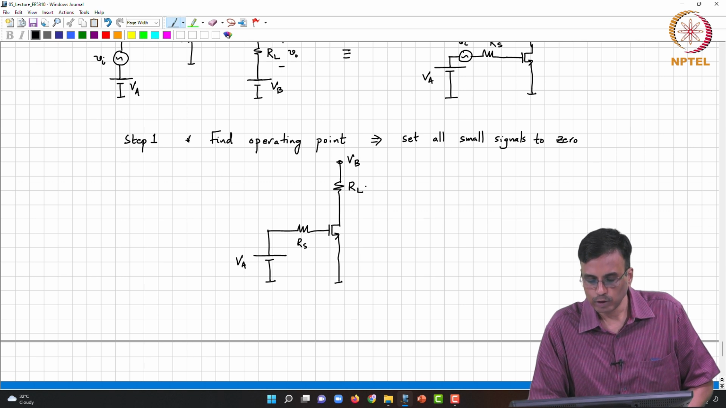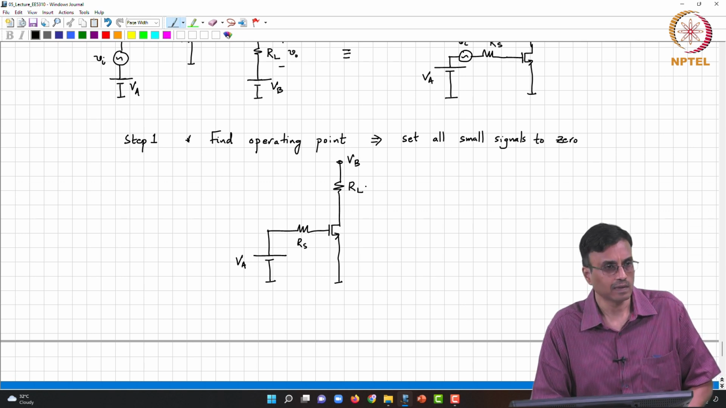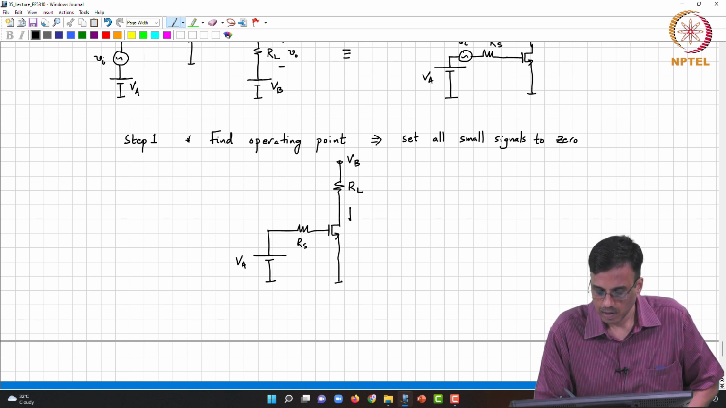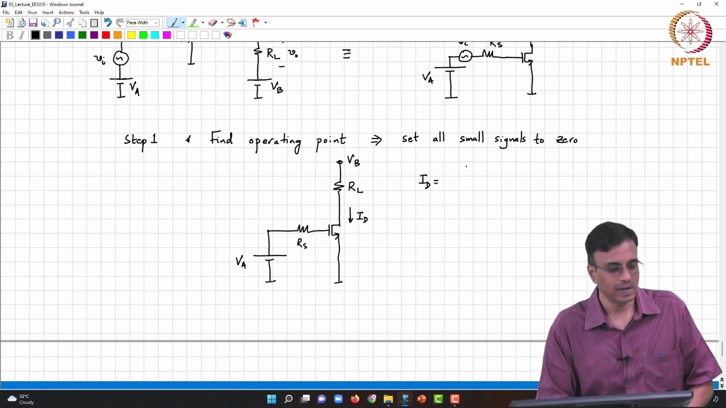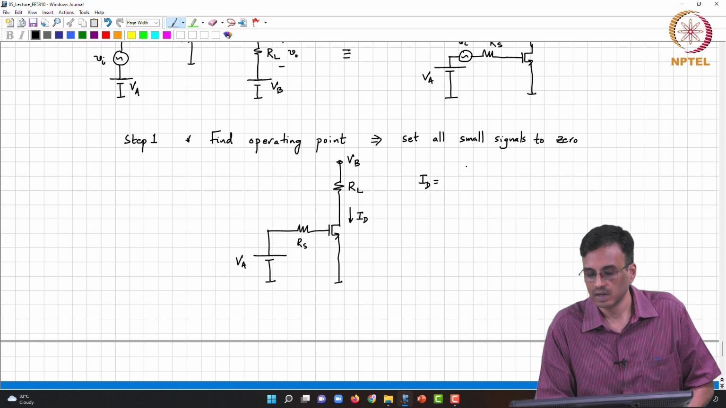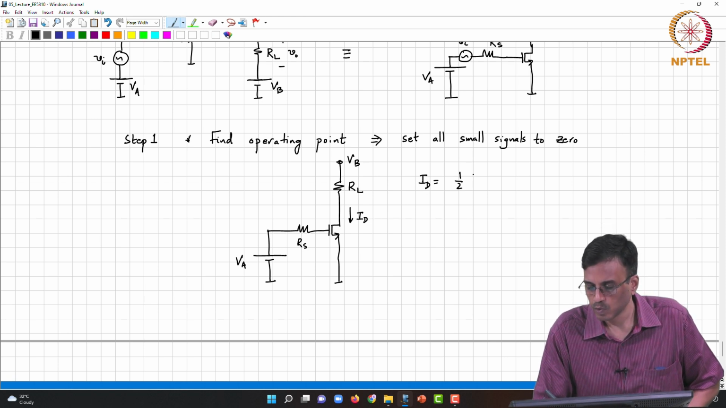Okay. So, how will we find the operating point? What is VGS? VA, why? The gate current is 0, so the voltage across the gate is simply VA. So, from the equation of the MOSFET, let us assume that the voltage at the drain is large enough that the transistor is operating in saturation. So, ID is 1/2 mu n C ox W by L times VA minus VT the whole square.